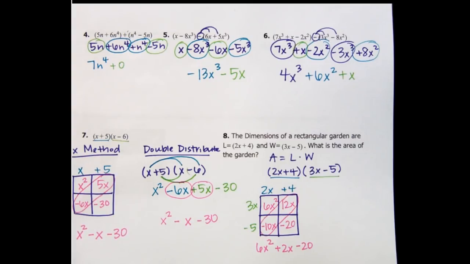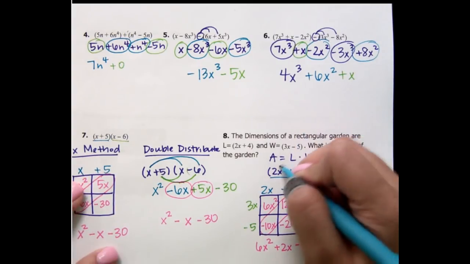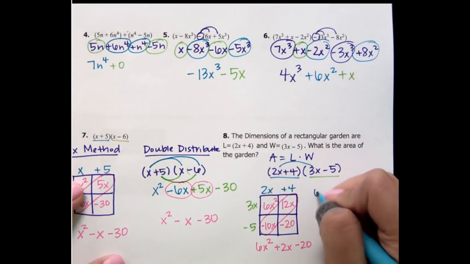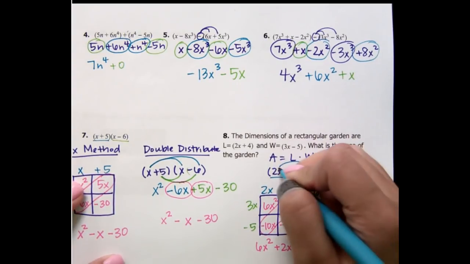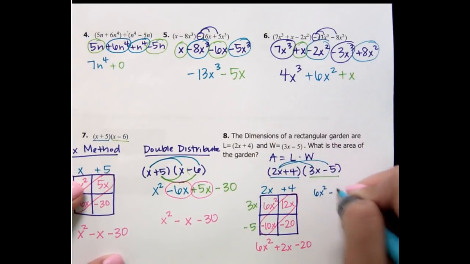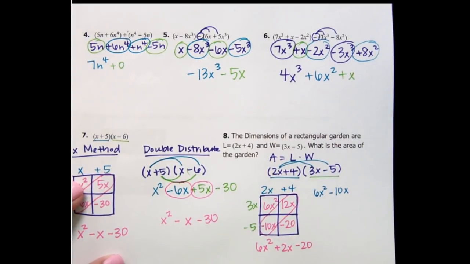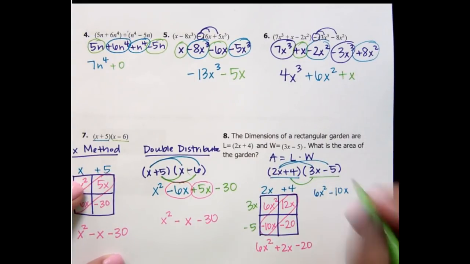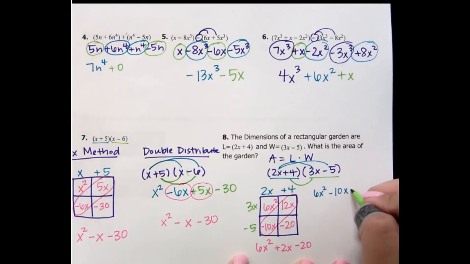Now I will double distribute. So 2x times 3x, 6x squared. 2x times negative 5 is negative 10x. First distribute, here comes the double. 4 times 3x is 12x. And then 4 times negative 5 is negative 20.